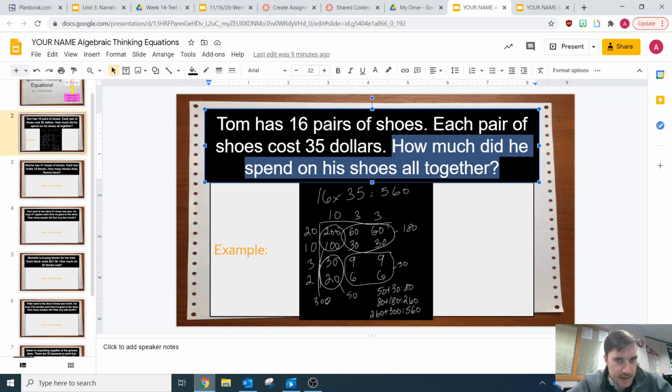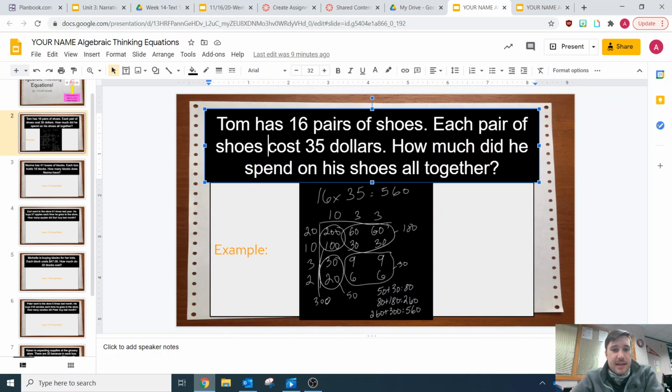It could be adding things together. It could be multiplying things. So we're probably not going to be subtracting because we want to know the total all together that he has. Tom has 16 pairs of shoes and each pair costs $35. So this one costs $35, the next one costs $35, the next one costs $35, and so on and so on. We could add those together, 35 plus 35 plus 35 plus 35, 16 times, or we could multiply 35 times 16 because we've got a $35 shoes 16 different times.